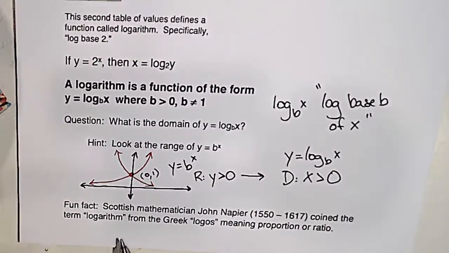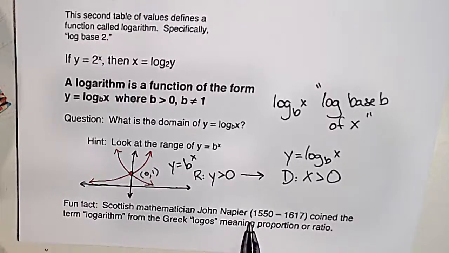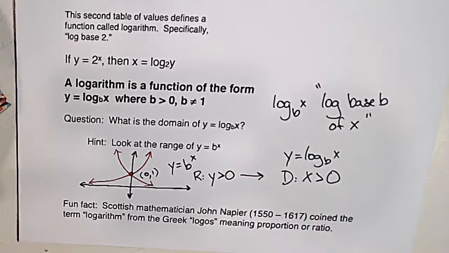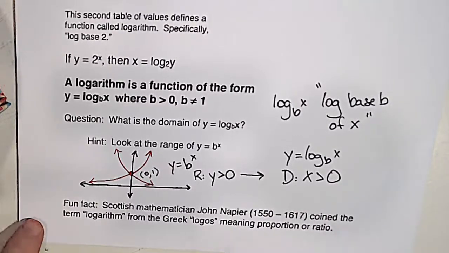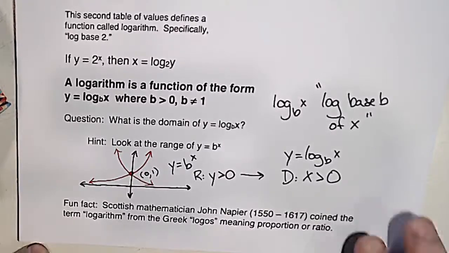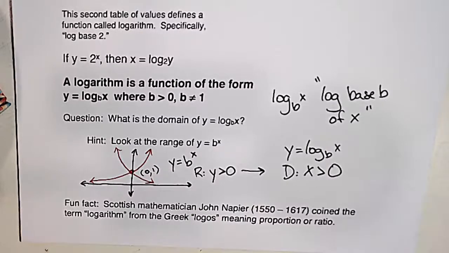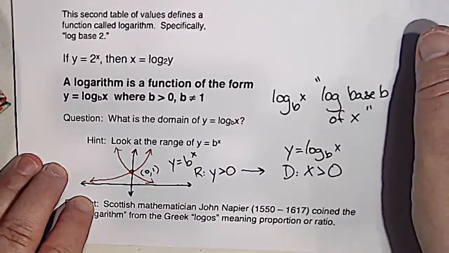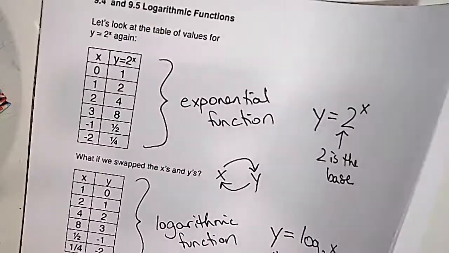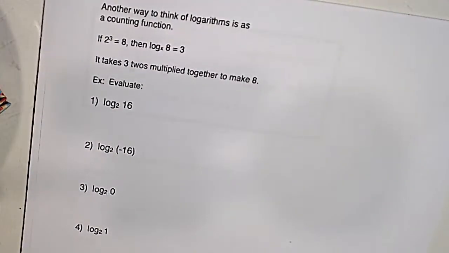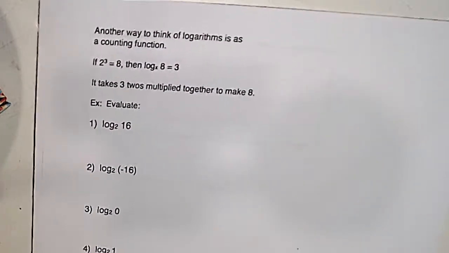Okay, fun fact. Scottish mathematician John Napier, who lived from 1550 to 1617, coined the term logarithm from the Greek logos, meaning proportion or ratio. So it has to do with looking at ratios. It's a little bit hard to look at it from that perspective, but let's look deeper into this. Let's see what is going on with these things, because they are very cool and very useful.